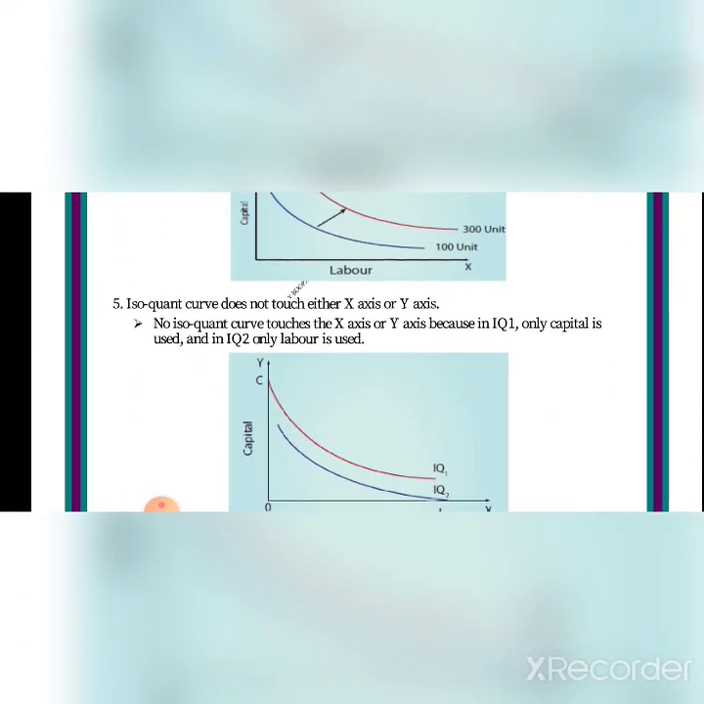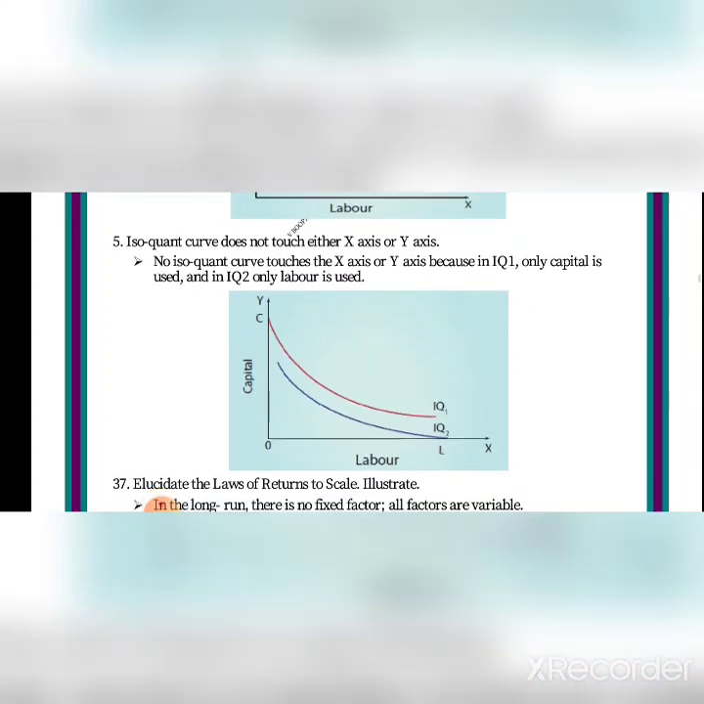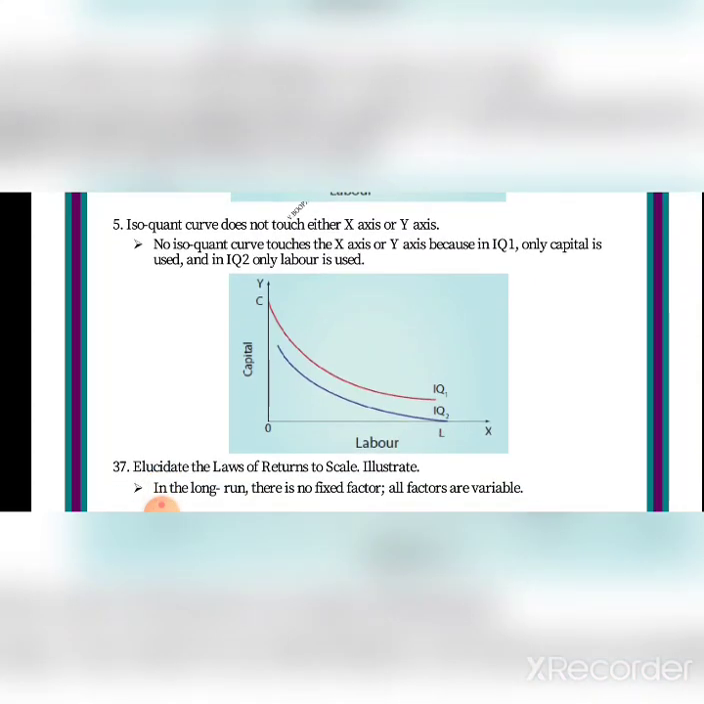Next one, the isoquant curve does not touch either the x-axis or the y-axis. You see the figure? So it doesn't touch them. You see the blue curve, it is not touching the y-axis. And you see the red curve, it is not touching the x-axis, isn't it? So they have explained that no isoquant curve touches the x-axis or y-axis, because on one axis only capital would be used and on the other only labor would be used. On the x-axis labor is measured and on the y-axis capital is measured.